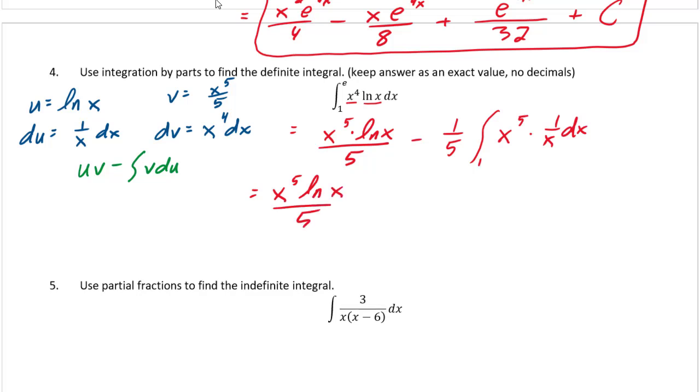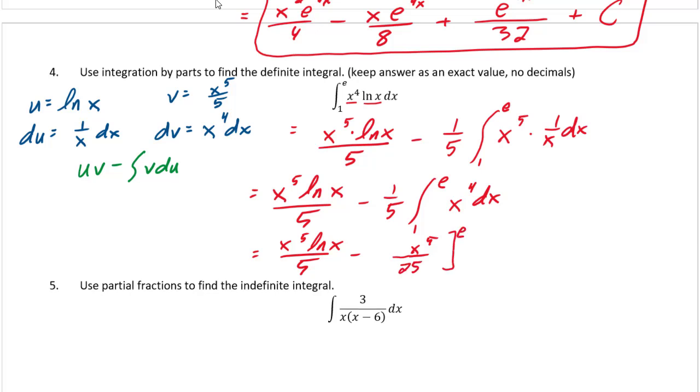The x to the 5th times the natural log of x all over 5. Sorry, I forgot to keep my bounds on that as well, so it should have a 1 and an e there. Then minus the 1/5 integral from 1 to e, like I needed it to be, but x to the 5th over x will actually simplify down to an x to the 4th. And now it's just going to be a power rule for that one. So x to the 5th natural log of x over 5 minus this 1 over 5, x to the 5th over 5 again. So I could technically combine that. Let's just go ahead and do that and call that a 25 in the denominator.